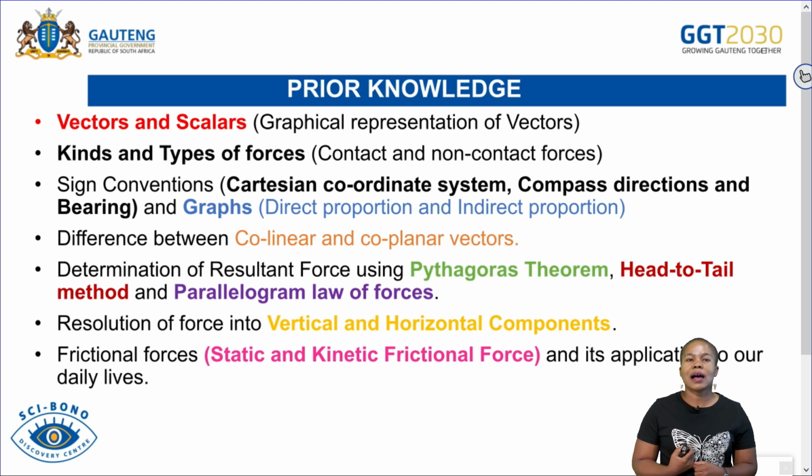Remember, by now, there's knowledge that we should know based on our previous lessons. I'm going to go through them a little bit so that we remind ourselves even on chapters that we're not going to be zooming in on today. However, on the prior knowledge that by now we should be knowing. Okay. Now, by now, we should know the difference between vectors and scalars, okay? And also know how to graphically represent the vectors.